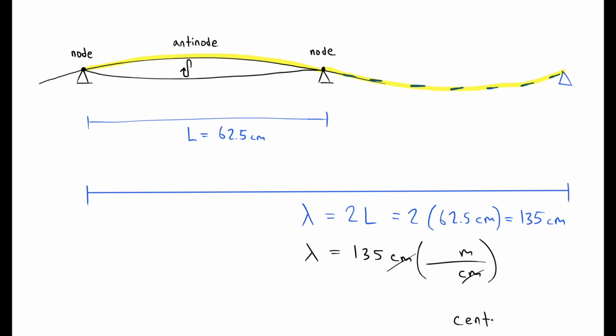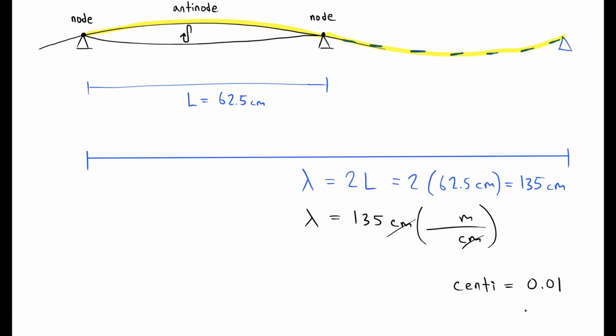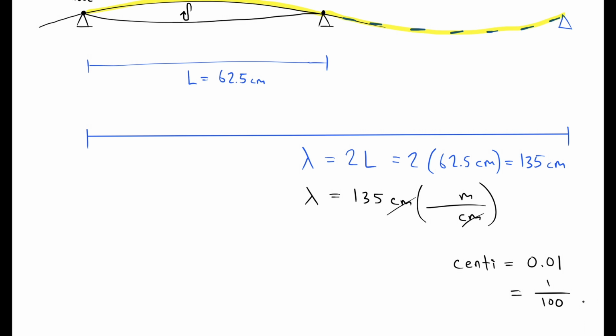The metric prefix centi stands for 0.01 of a thing, which is 1/100th of a thing. So we could say that 1 centimeter is defined as 0.01 meters. This has the effect of moving the decimal back 2 places, so our wavelength in meters becomes 1.35.